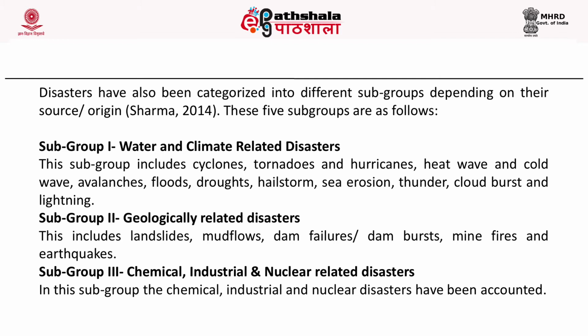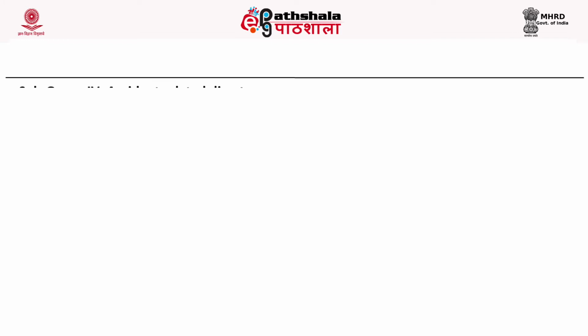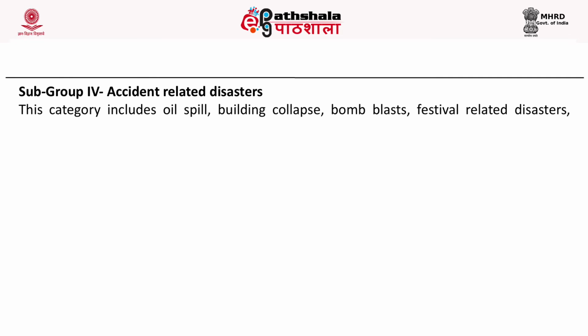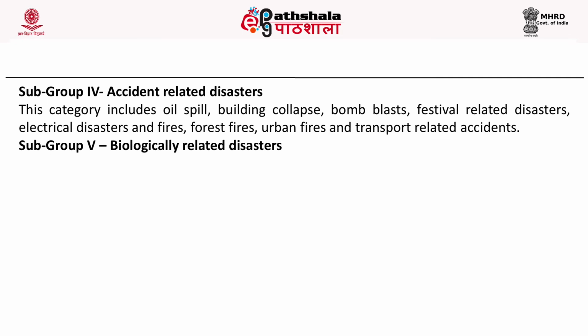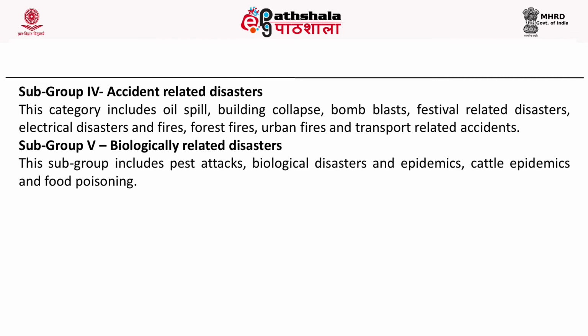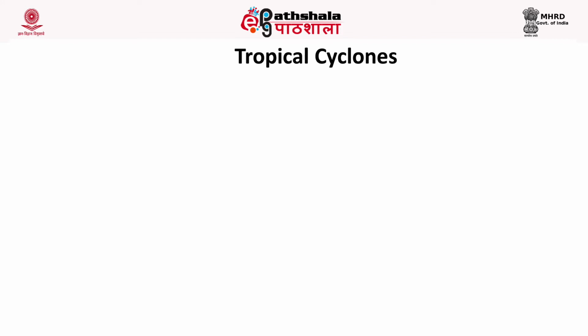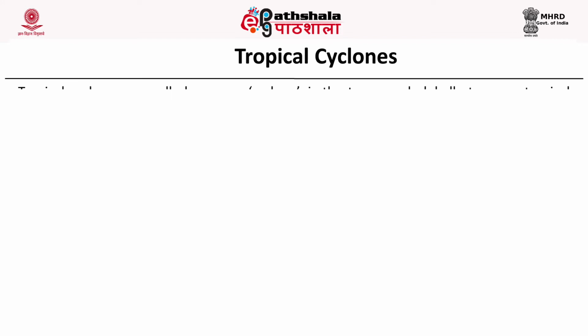The third subgroup is of chemical, industrial and nuclear related disasters, which mainly accounts for the industries pertaining to chemicals and nuclear related disasters. The fourth one is accident related disasters, which includes oil spill, building collapse, bomb blasts, festival related disasters, electrical disasters, and fire, forest fire, urban fire and transport related accidents. The last subgroup is of biologically related disasters, which includes pest attacks, biological disasters and epidemics. That also includes cattle epidemics and food poisoning. So, let us see some of these natural and man-made disasters in a bit of detail.